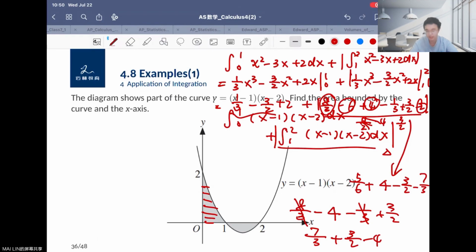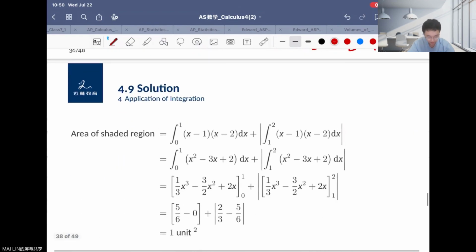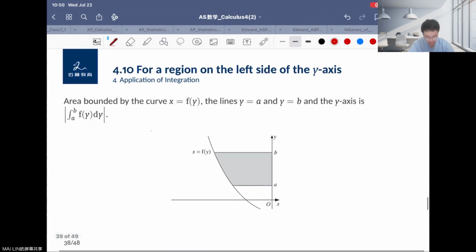So you can try to simplify it a little bit, okay? That's for this example, and that is the solution here. Okay, so that's for today's lesson. We already learned about the piecewise function and how to calculate the exact value of the area bounded by the shape.